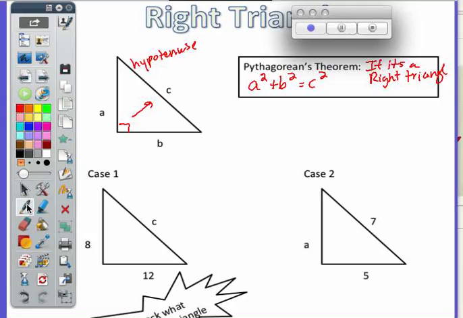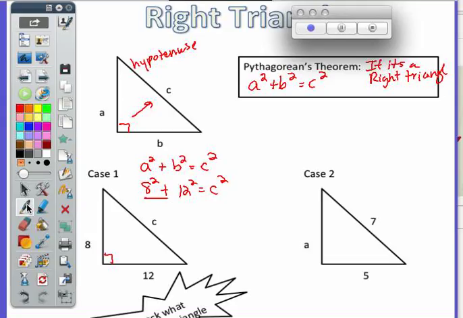There are two particular cases that we're going to be looking at today. The first one is if you are given the two sides, you have to find the hypotenuse. So we're going to fill in our formula. Now a and b, it doesn't matter which one's a and which one's b, they're just both legs. So I'm going to start filling in the information. 8 squared plus 12 squared is equal to c squared.